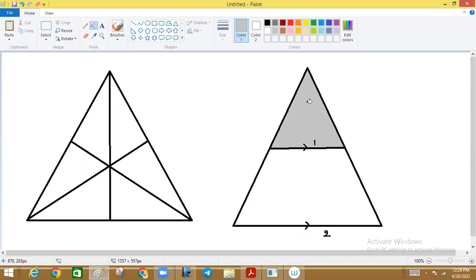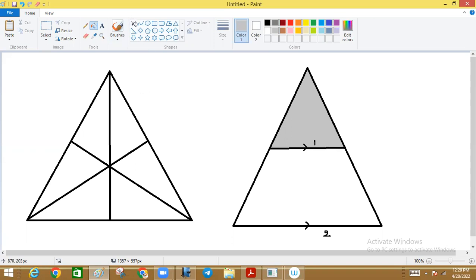Therefore, if I shade this area, what part of the entire area is it? Sides are in 1:2 ratio, so according to similar triangles, areas will be in what ratio? 1:4. Understand? Because the sides are in what ratio? 1:2. Okay, areas will be in 1:4 ratio. So that shaded part is what part of the entire triangle? It is 1/4 of the entire triangle. Is it clear?